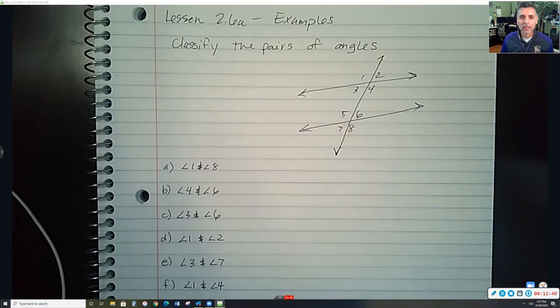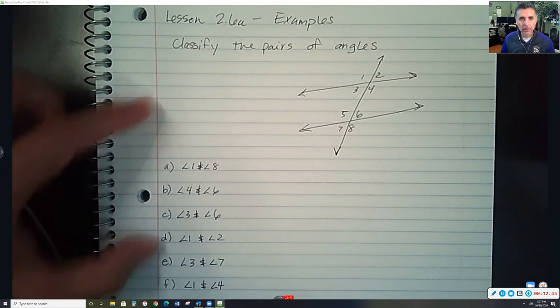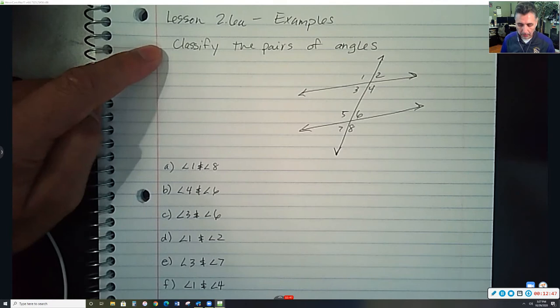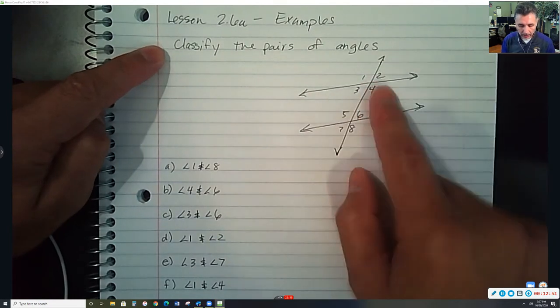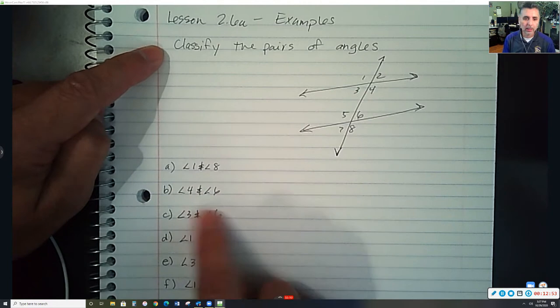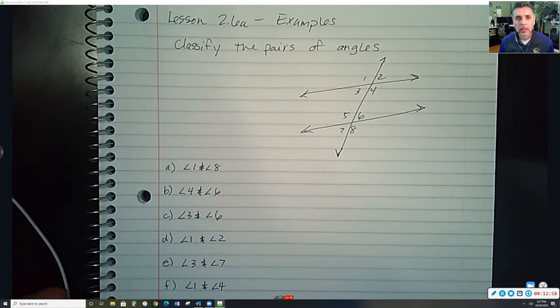Okay. So the examples aren't too much. Maybe I should have written this up here. But classify the pairs of angles. So here we have our little diagram with all the angles in there. And then we're going to say, okay, what's 1 and 8? What's 4 and 6? What's 3 and 6? All of that. Okay, so pause it, copy it, and then I'm going to go over it.